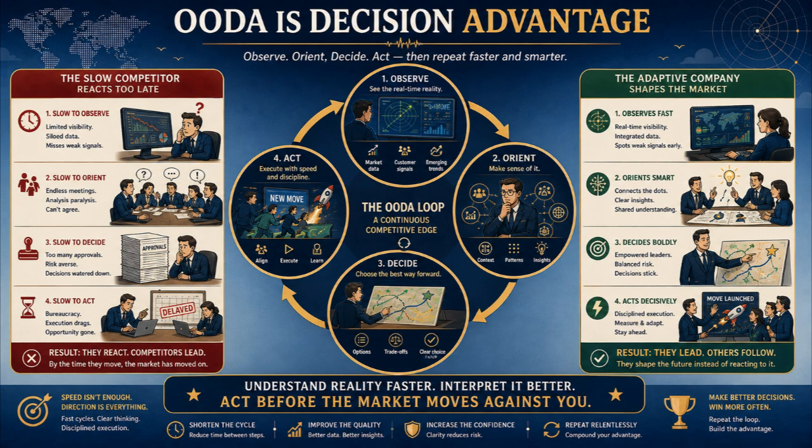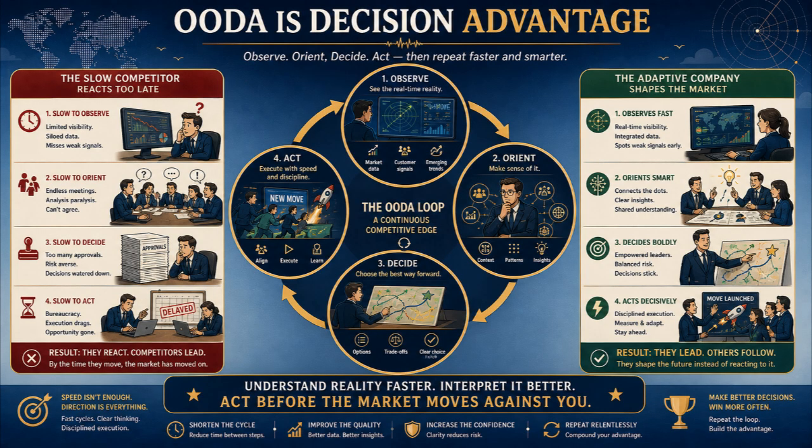Boyd's ideas influenced US military thinking, including maneuver warfare, which shifted emphasis away from pure attrition and toward creating confusion, disorder, and paralysis in the opponent. The central argument of this video is straightforward. The OODA loop changes business strategy by turning strategy into a repeatable operating rhythm. It gives leaders a way to connect information, interpretation, decision making, and action. That connection matters because many organizations do not fail from lack of information. They fail because information does not become insight, insight does not become decision, and decision does not become action.